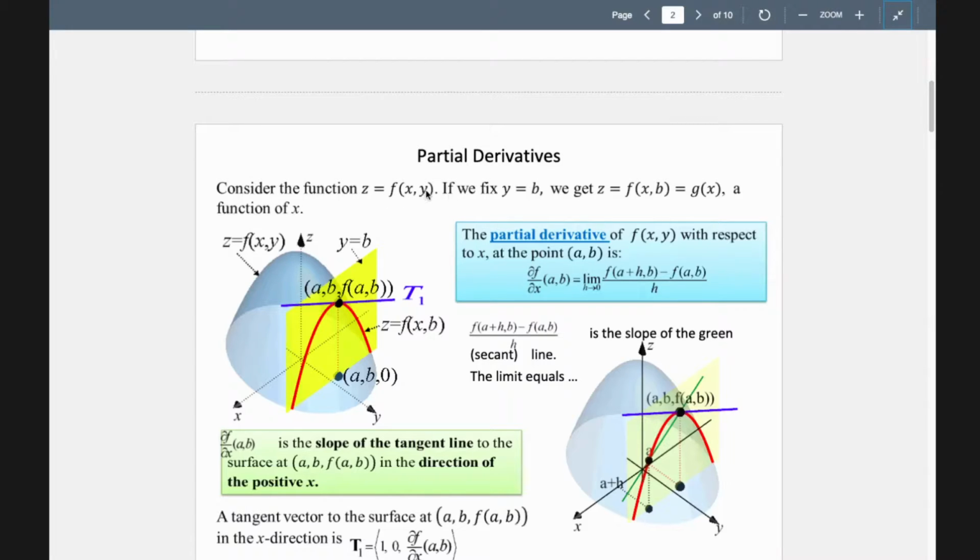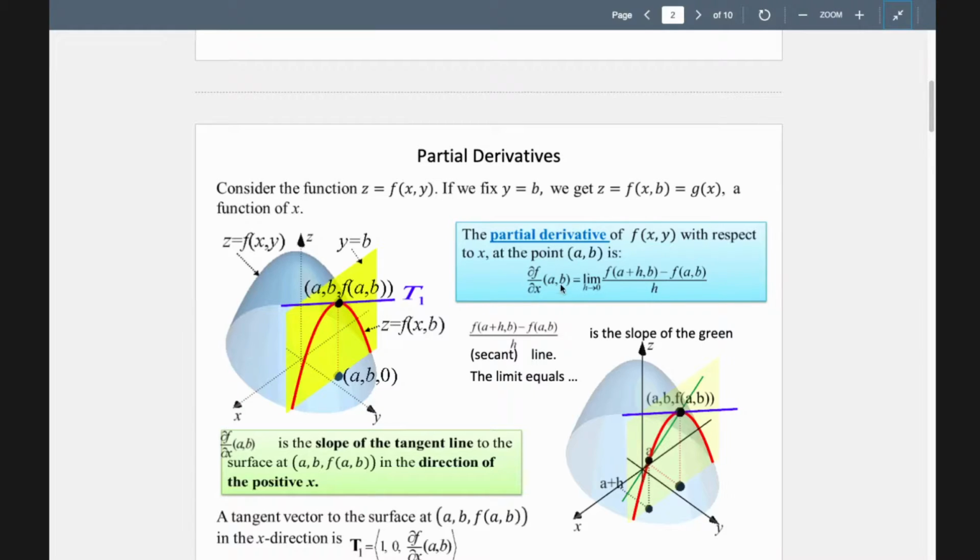Now, if we fix one variable, then of course we have a function of one variable. So if we fix y equal b, we get a function z equals f of x, b. That's a function of one variable. You can call it g of x, to give it a new name. And then the partial derivative is defined like this.